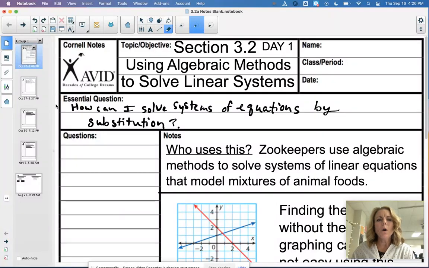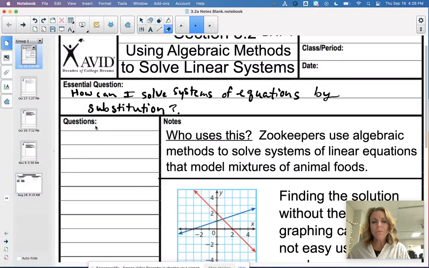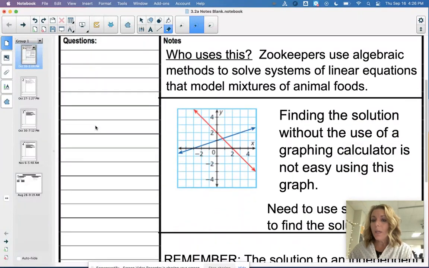Section 3.2, Day 1, using algebraic methods to solve linear systems. Please write down the essential question. How can I solve systems of equations by substitution? Who uses this? Zookeepers use algebraic methods to solve systems of linear equations that model mixtures of animal foods.